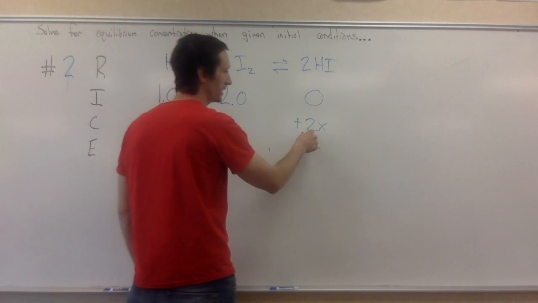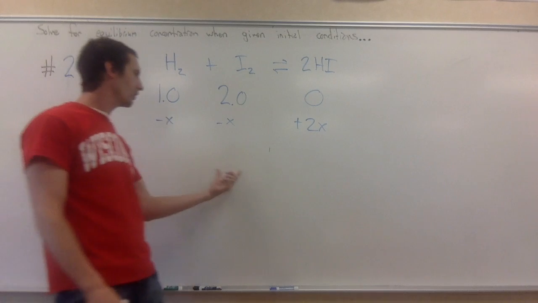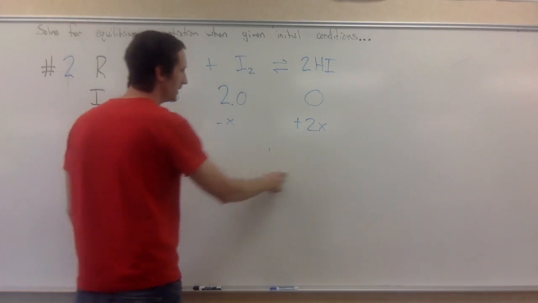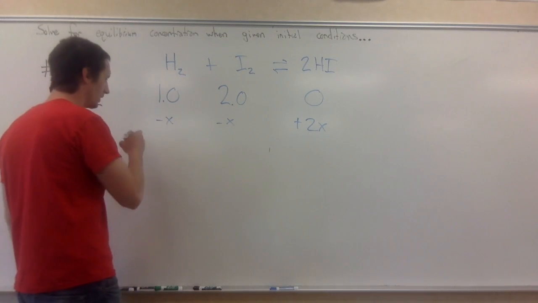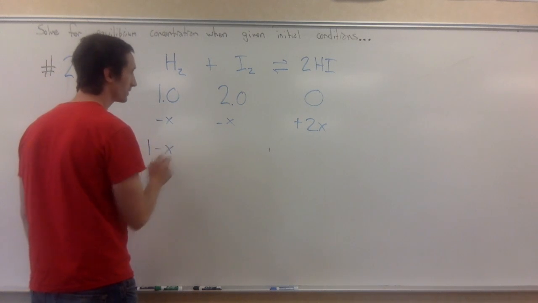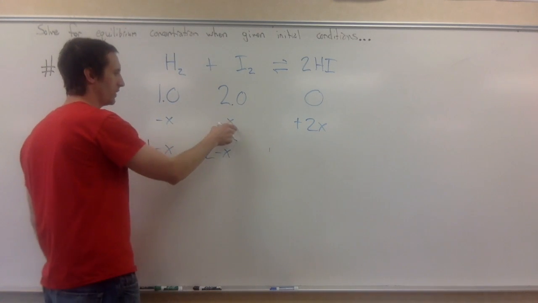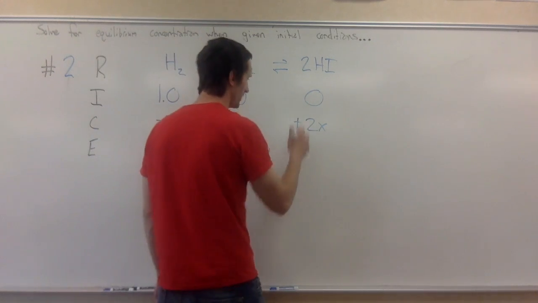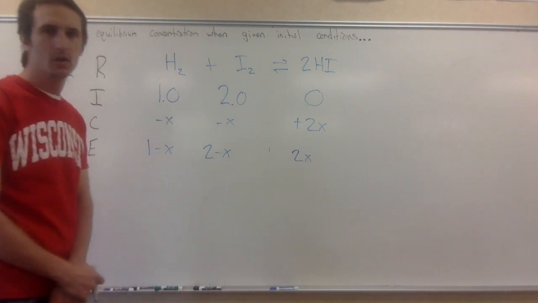Coefficient tells us that it gains 2x, right? Again, I don't know any of those equilibrium concentrations. In fact, my goal is to find out what those equilibrium concentrations are. So, I'm going to take 1 minus x. I'm going to take 2 minus x. Initial minus the change, right? Initial minus the change. For the HI, we're just going to end up with 2x, right?